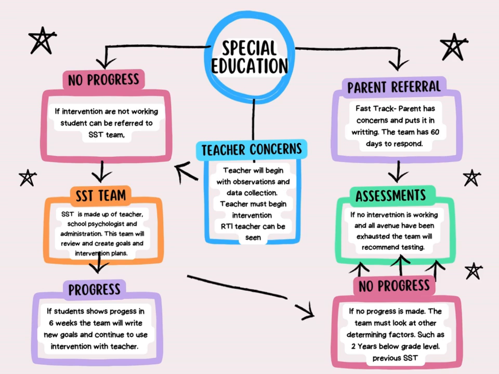The next step after that is assessment. If no intervention has been working and all avenues have been exhausted, the team would recommend testing. Again, this is only if all of the small groups, the one-on-one groups, the RTI groups are not working for this student. They will proceed to the testing, which is very long.